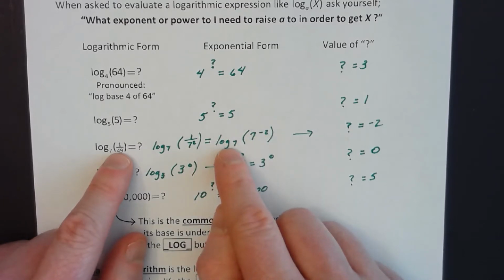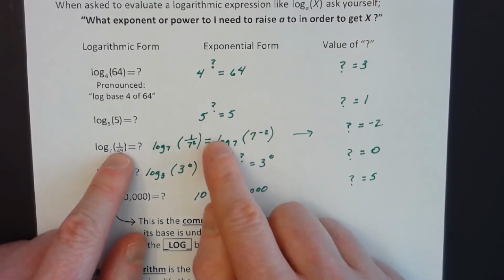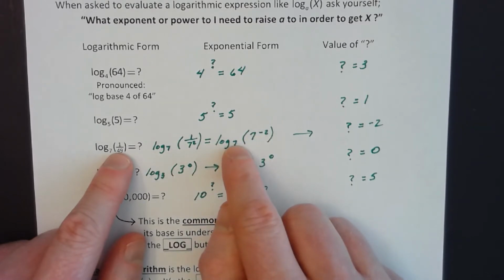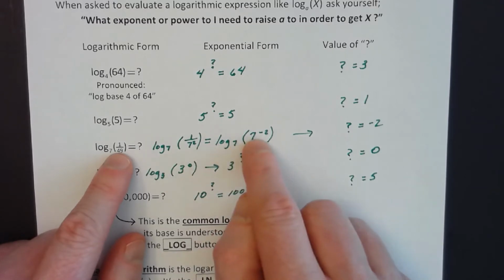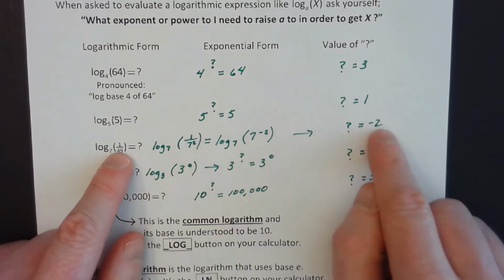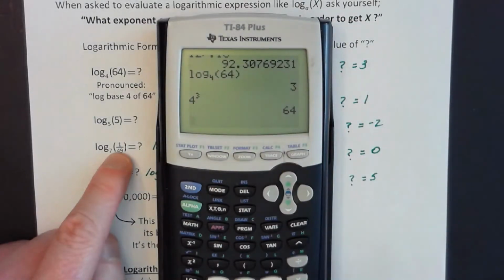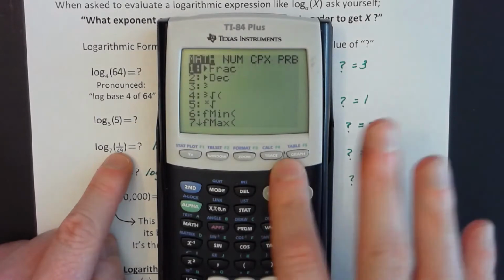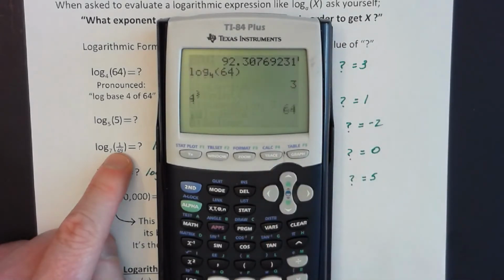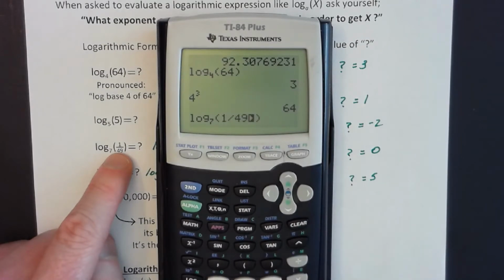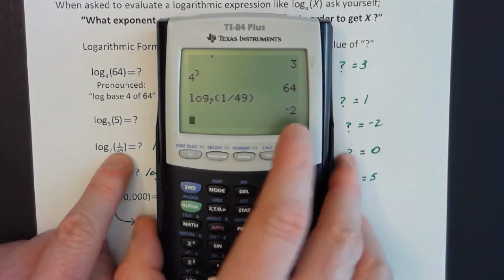The log base 7 of 1 over 49 is the log base 7 of 7 to the negative 2. This is literally asking you, what power of 7 would you need to raise it to get 7 to the negative 2? Obviously, it's the negative 2 power. Now, if you wanted to check that with your calculator, you could. You could say math, log base 7 of 1 over 49. And please notice, it'll give me that answer of negative 2.